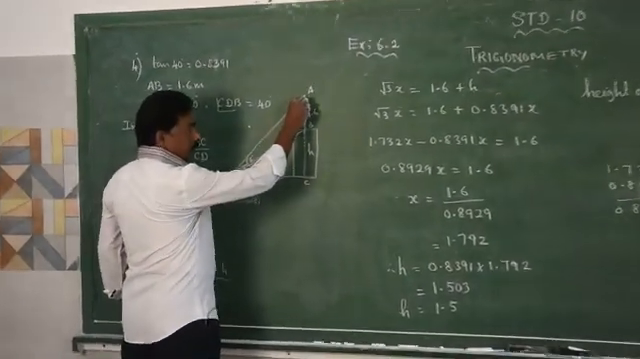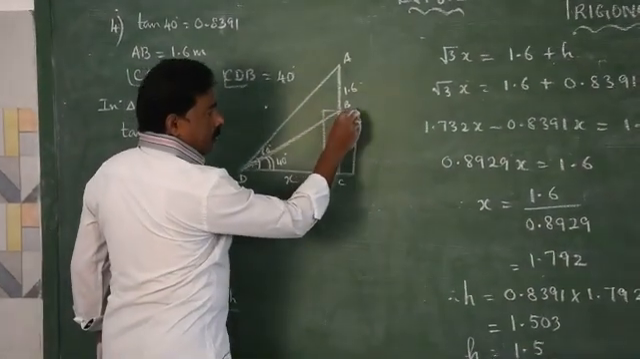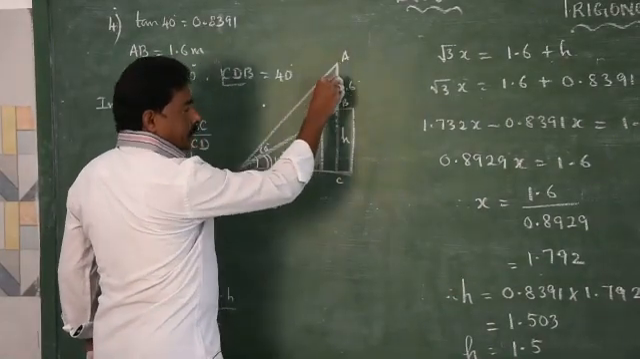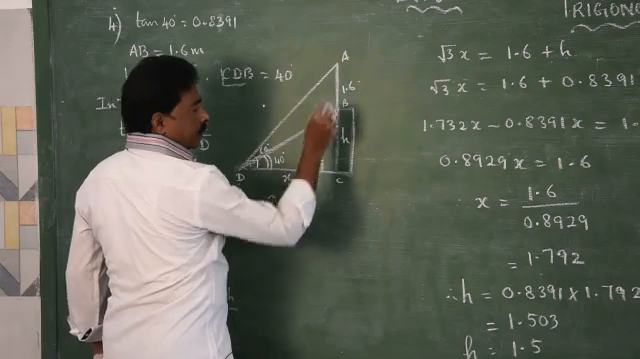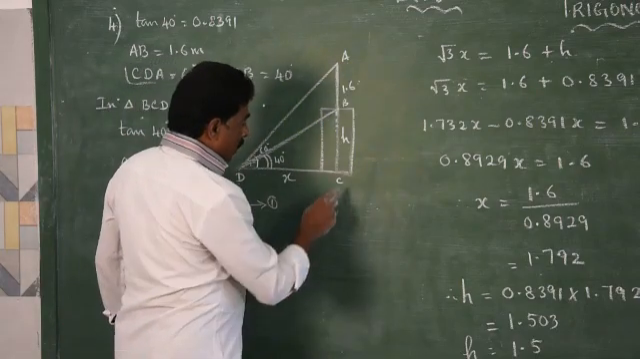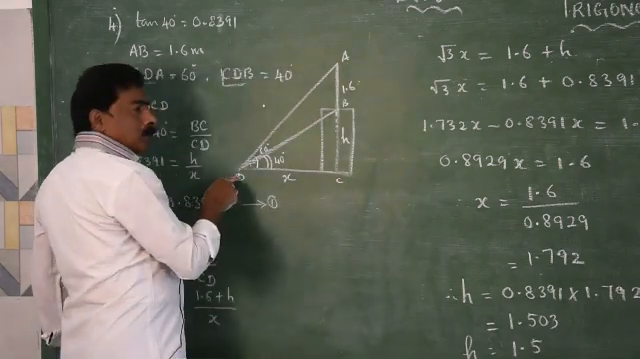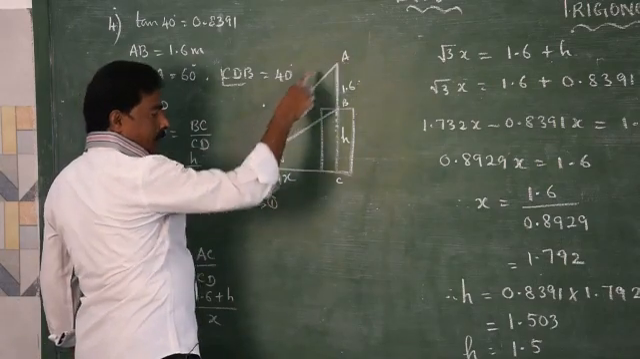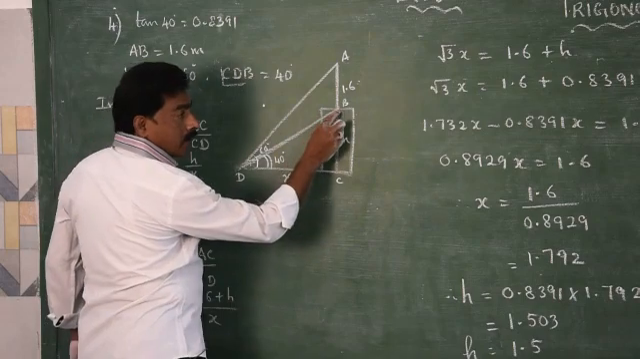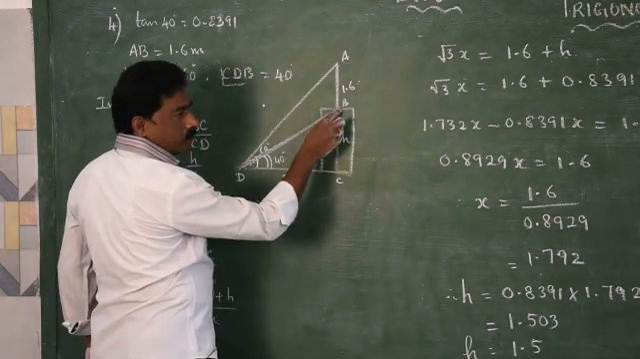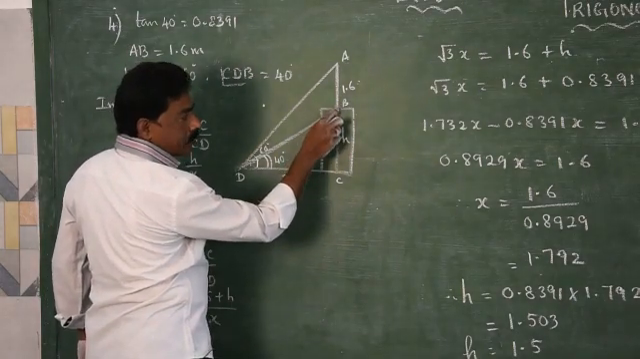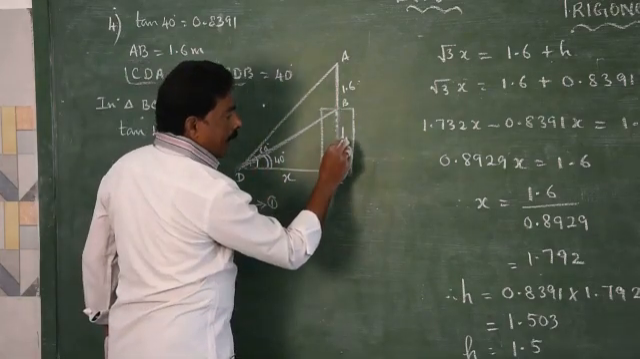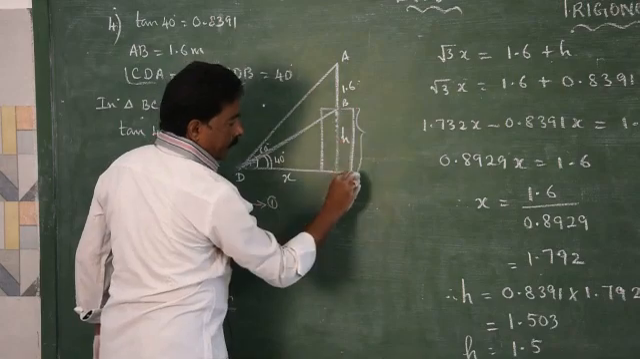AB is the statue. This is a pedestal. On the pedestal we have a statue of 1.6 meter. So AB is 1.6 meter. From a point, the angle of elevation of the top of the statue is 60 degrees, and the top of the pedestal, or the bottom of the statue, both are the same, because the bottom of the statue is on the top of the pedestal, is 40 degrees. You have to find the height of the pedestal. This height you have to find.